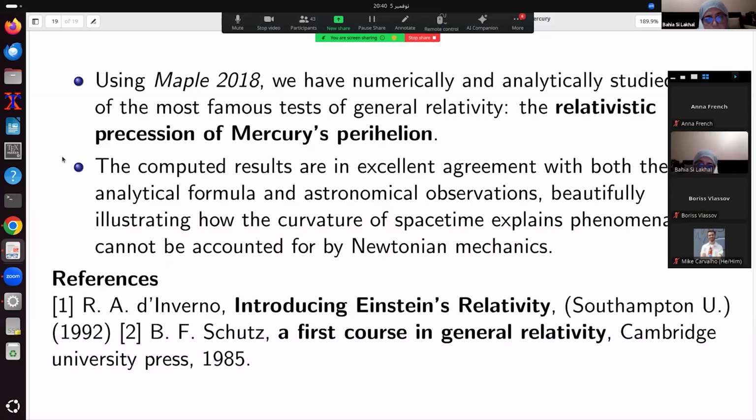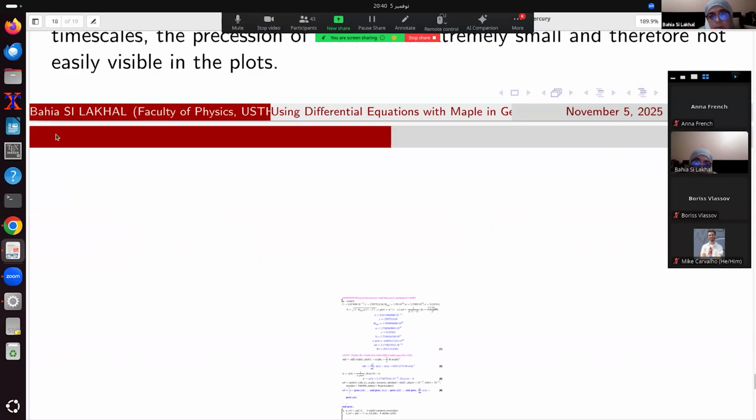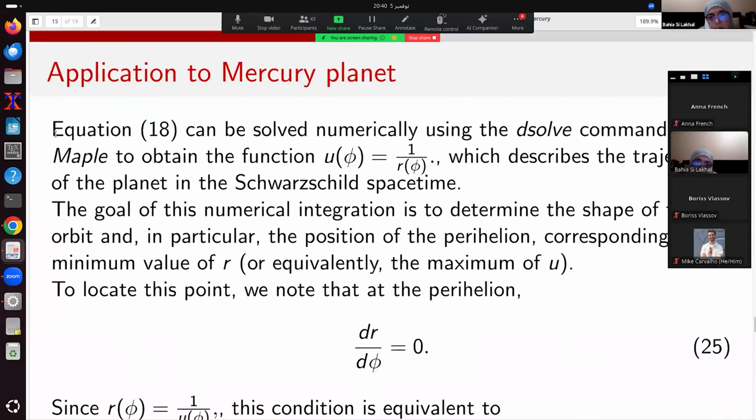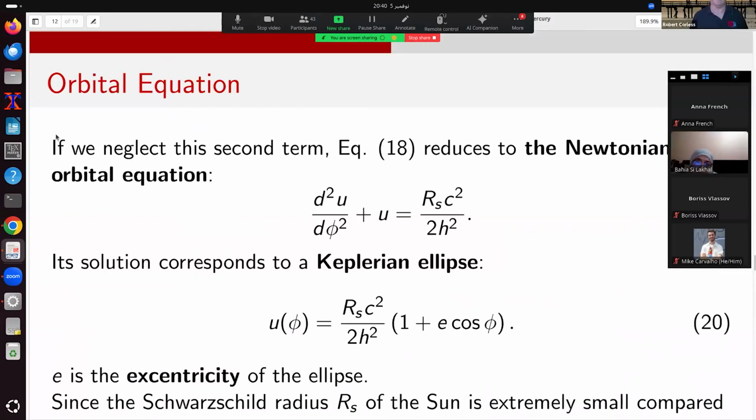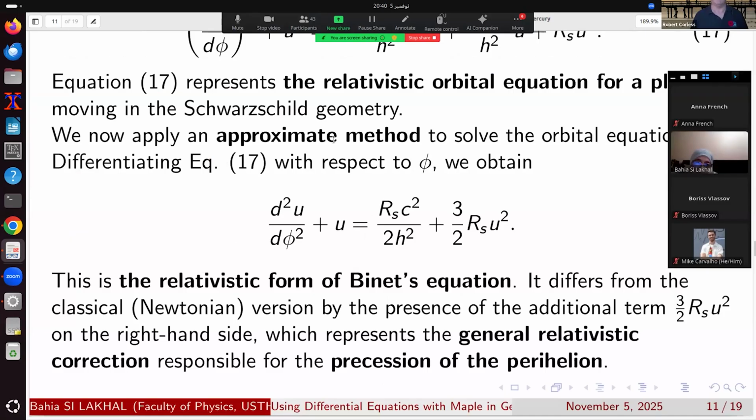I think for the Newtonian, classical Binet equation, we can find the exact solution, but in general relativity, I don't think so. For this particular one, yes, it's a surprise, because of this term. Yes, it is a surprise that the equation with that extra u squared term can be solved analytically.